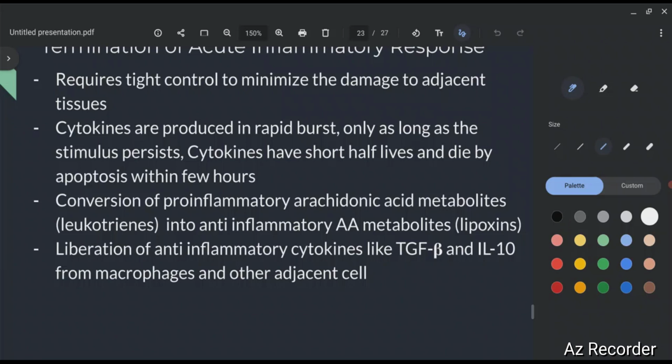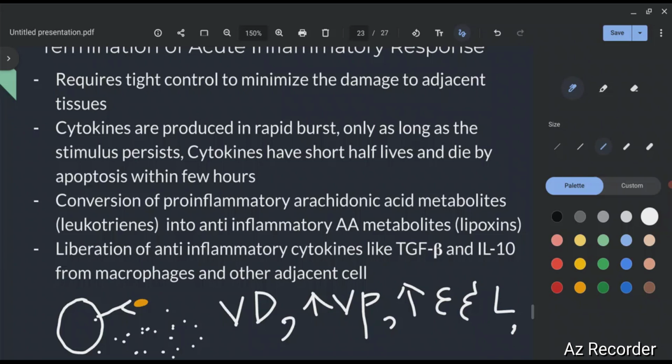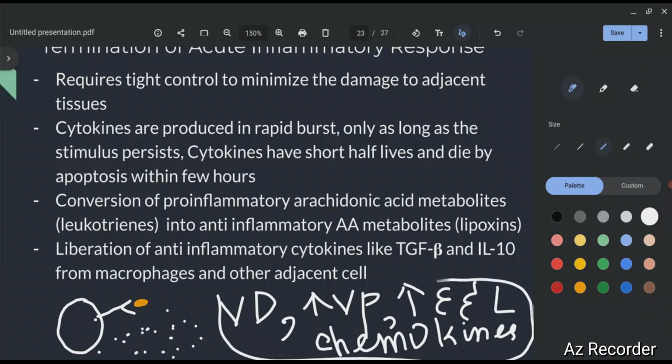Okay, you remember that I told you, suppose this is a cell in your body that has a receptor, and with that receptor, this cell recognizes any antigen. What this cell will do, this cell will start secreting certain kinds of cytokines. And these cytokines will be secreted in a rapid burst, okay? And these cytokines will do some things. These cytokines will cause vasodilation, they will increase the vascular permeability, then they will increase the adhesion molecules on the surface of endothelium and leukocytes. And then some of these cytokines play a role of chemokines to guide the way to leukocytes at the site of inflammation, at the site where they are needed, okay?